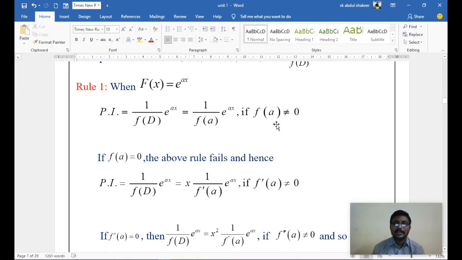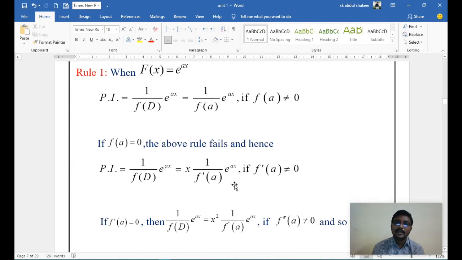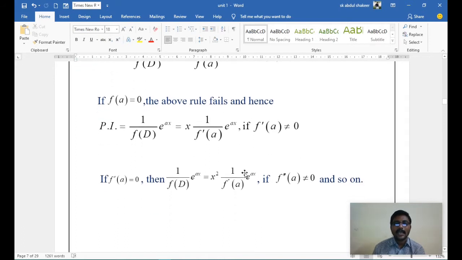Whenever f(a) is equal to 0, suppose f dash of a is also equal to 0, then this case is also a failure. In such case, we have to differentiate again with respect to D, so that we get f double dash of D. In that, we take D equal to a, that is f double dash of a, and we take the numerator as x square. We just increase the degree of x in the numerator. So that is x square by f double dash of a into e power ax, whenever f double dash of a is not equal to 0.